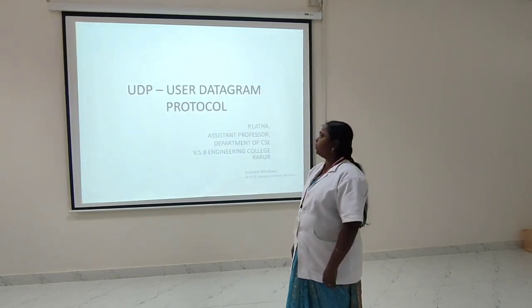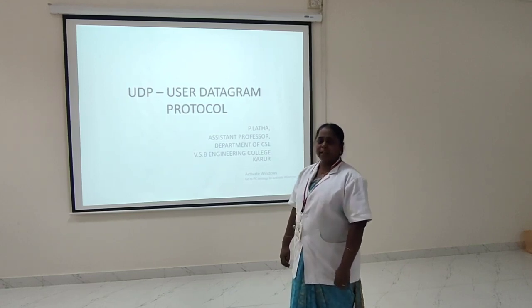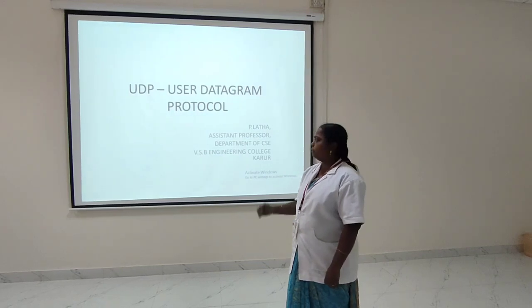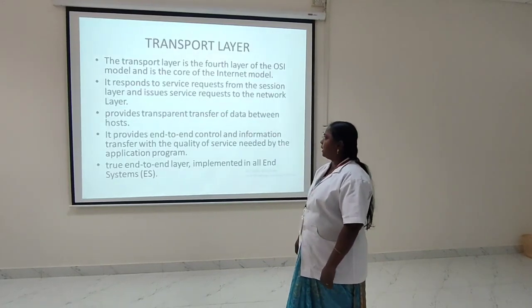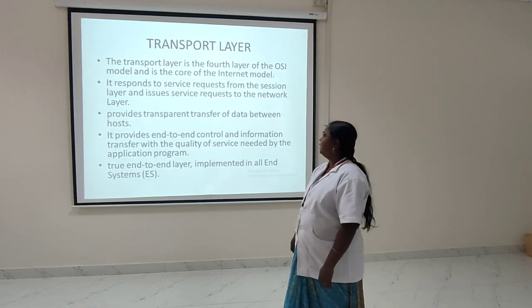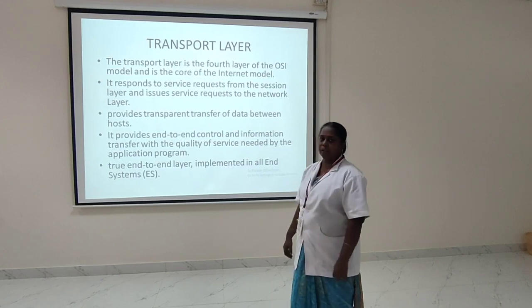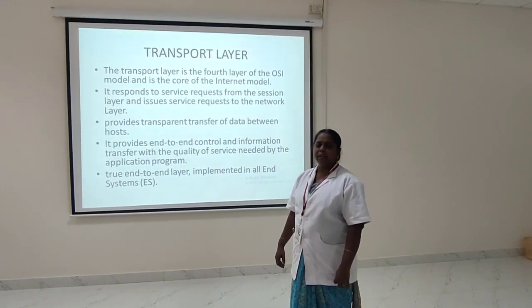Engineering. Today I am going to tell about the User Datagram Protocol. User Datagram Protocol is one of the protocols in the transport layer. So before going to see the User Datagram Protocol, let me see the transport layer. The transport layer is the fourth layer of the OSI model and it is the core of the internet protocol. In the OSI reference model, it is the fourth layer, the transport layer.